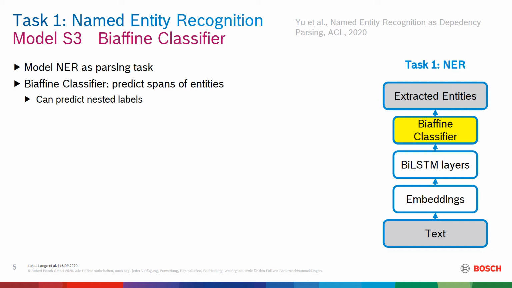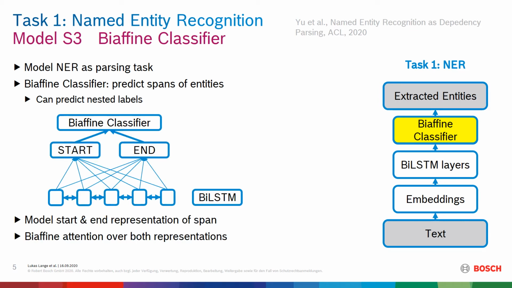For the bi-affine classifier, the LSTM outputs are fed into two feed-forward networks that compute start and end representation of token spans, and then the bi-affine classifier applies bi-affine attention over these spans and computes scores for every span whether it refers to a named entity or not.